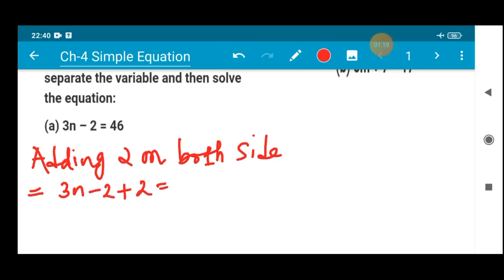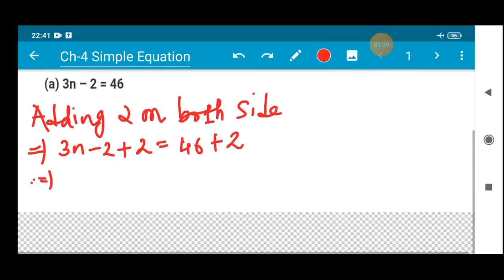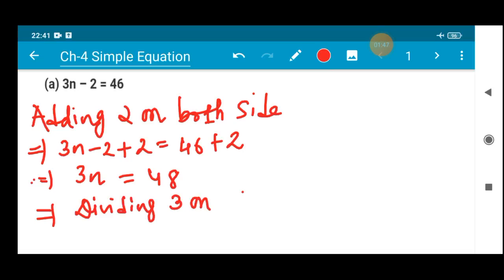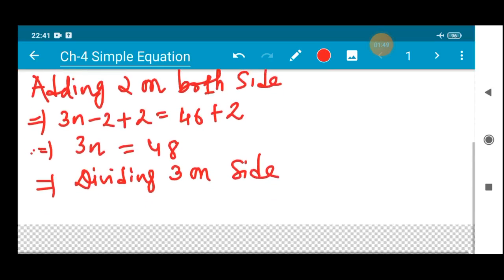Not only on the left hand side, I'll be adding on the right hand side also, right? I'm doing this to neutralize this, to make the variable alone. But in one step you are not going to get the variable alone. So here 3n is there, still n is not alone. So in order to resolve this again, I'll be dividing by 3 on both sides.